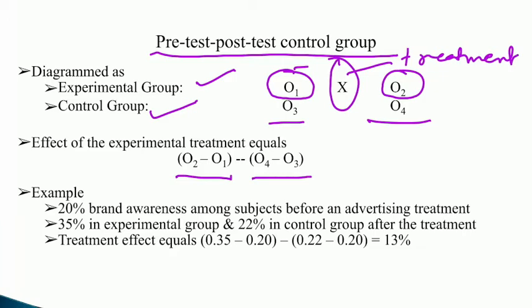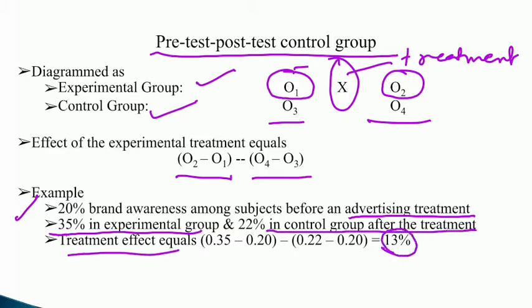For example, if you want to see the effect of an advertising treatment: as you can see in the example, there is 20% brand awareness among subjects before the advertising treatment, 35% in the experimental group and 22% in the control group after the treatment. So the treatment effect equals 13%, by putting in the values. This is when we have both groups and go for the pre-test and post-test. We have four sets of observations, and that difference will give the results, and then the researchers analyze it accordingly.